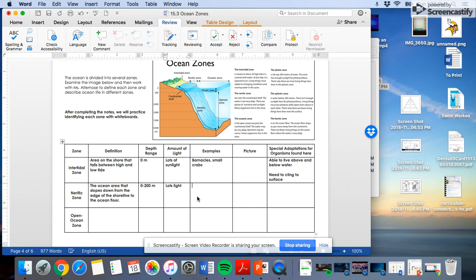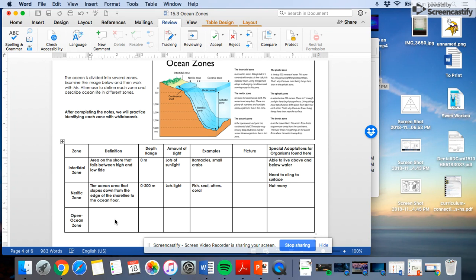Some examples of this would be fish, seals, otters, corals. And there are not many adaptations because everything is just nice here. The water is calm. The water is different temperatures depending on where you are in the world. And we'll talk about some different habitats in different temperature parts of the neritic zone a little bit later. But overall, it's just a happy place where there's lots of life.